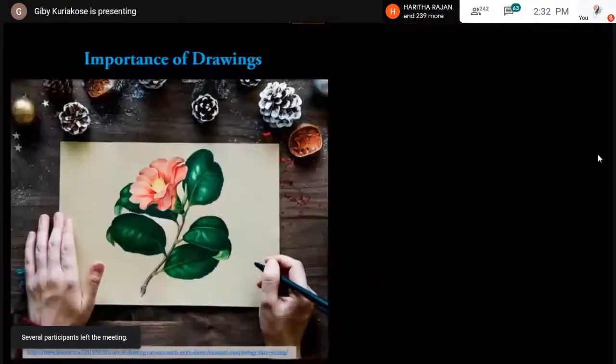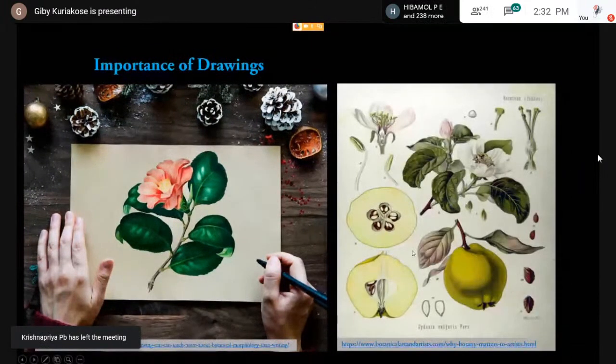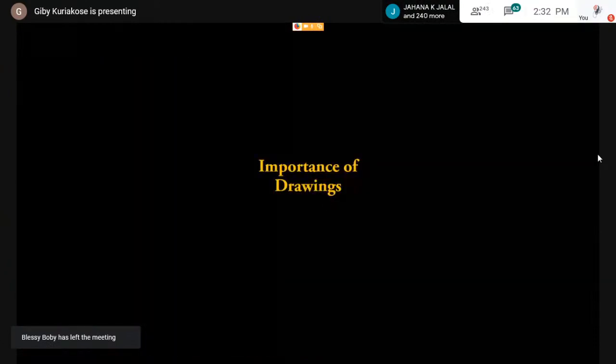We can try to understand how they have drawn these pictures, and what are all the characters that they have noted down for this particular plant. Another feature is that this will stay for a long time. You can share it with your children, your students, and so on.